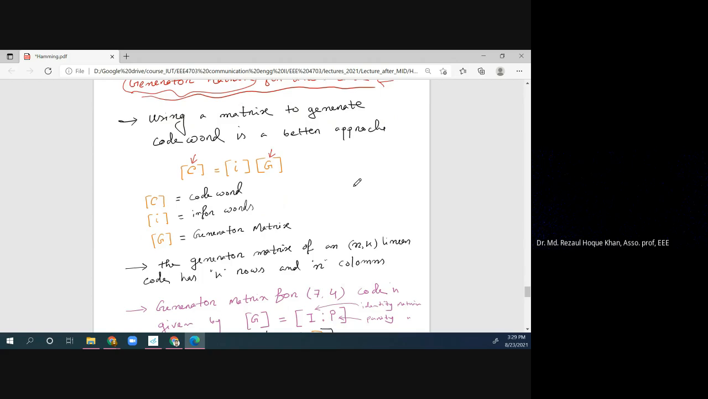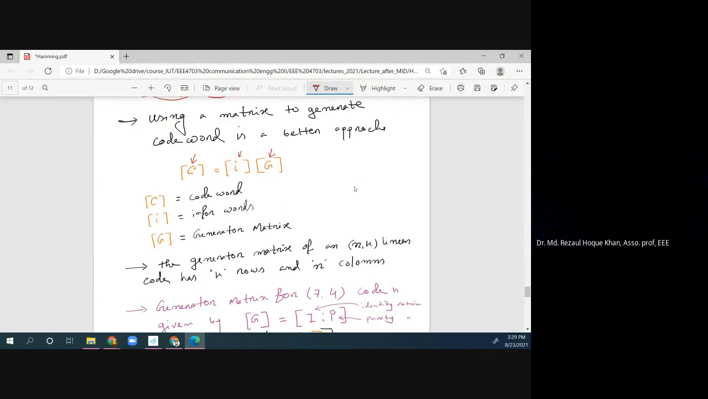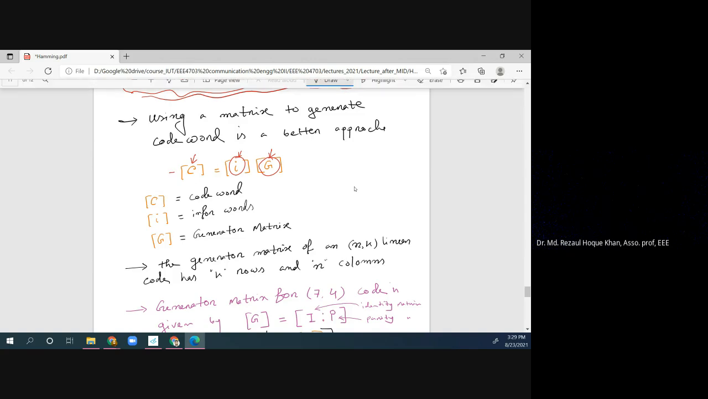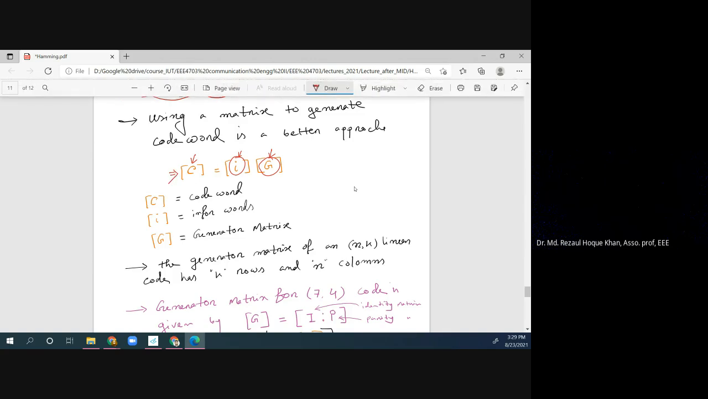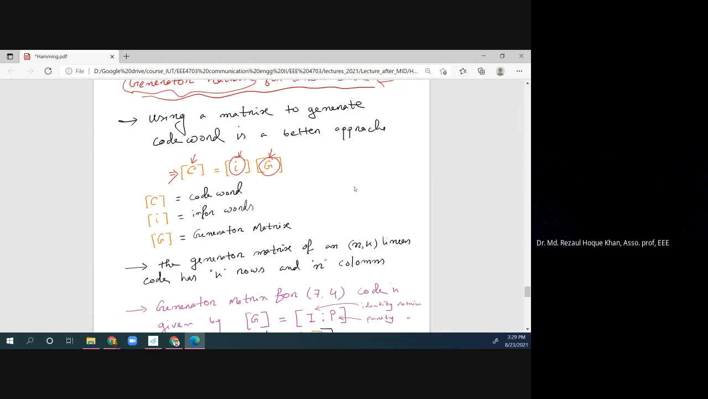So C is the code word, and this is the information. You have basic information, and the generation matrix is fixed for a particular operation. Since the generation matrix is fixed, you can easily generate a code word. At any moment, if you have your information and you know the generation matrix, then you can generate the corresponding code word.